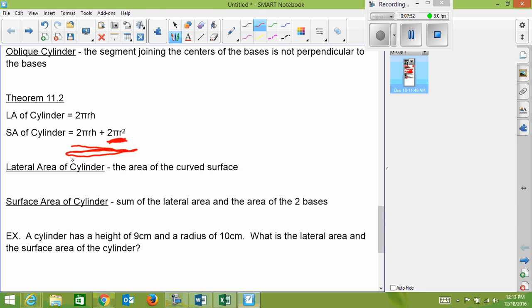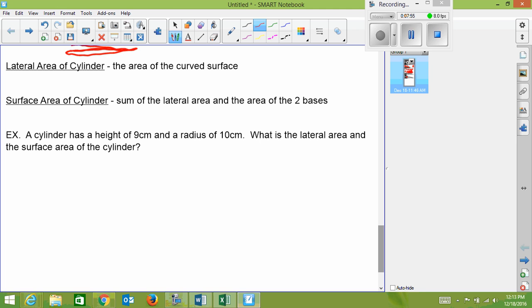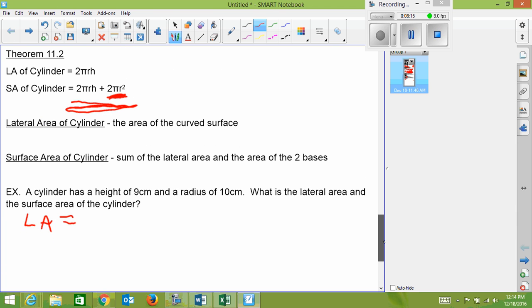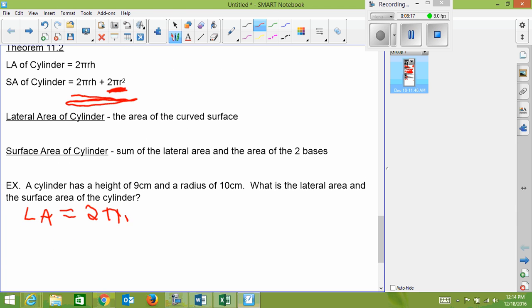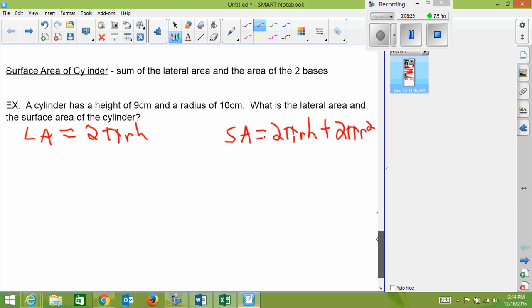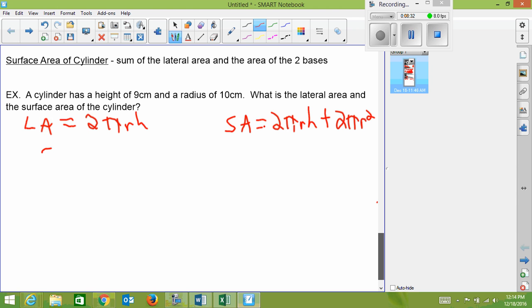So if a cylinder has a height of 9 centimeters and a radius of 10 centimeters, what is the lateral area and the surface area of that cylinder? We should have everything we need to figure this out. Lateral area equals, go back up here and look if you don't remember, 2 pi rh. And surface area is going to be 2 pi rh plus 2 pi r squared. So there are our 2 formulas, and I just need to plug some numbers in.